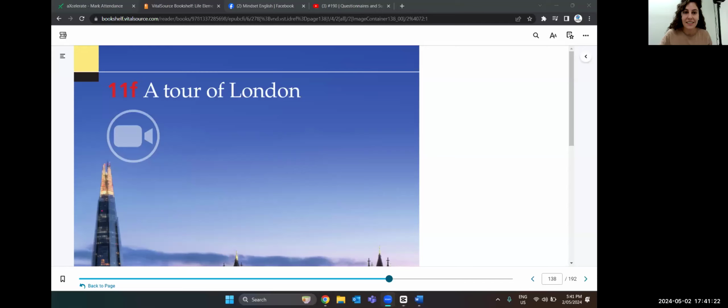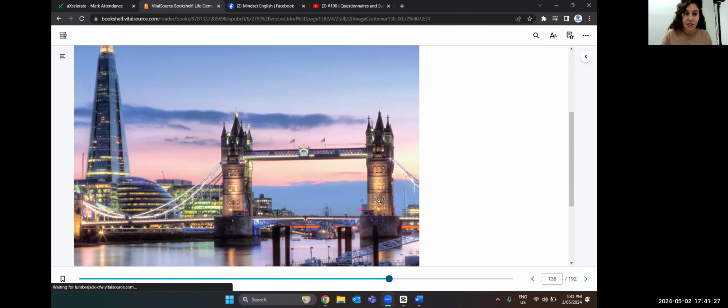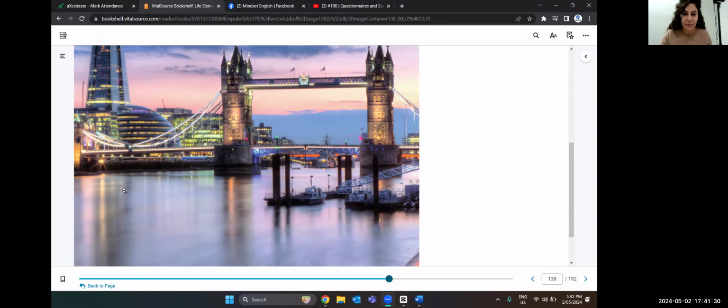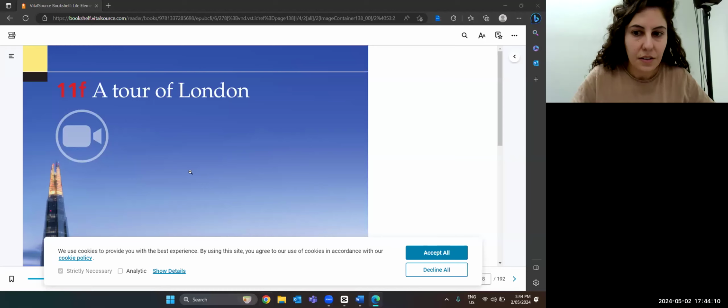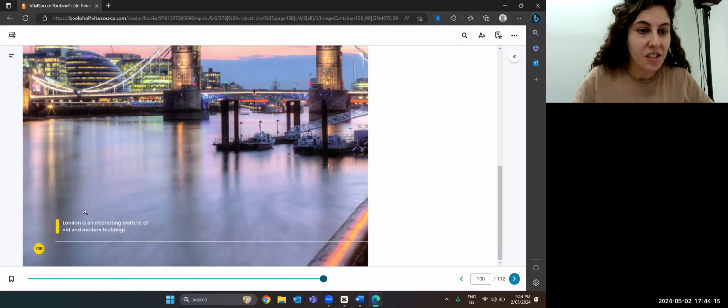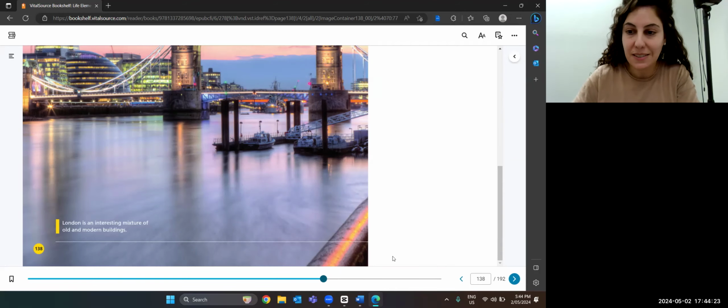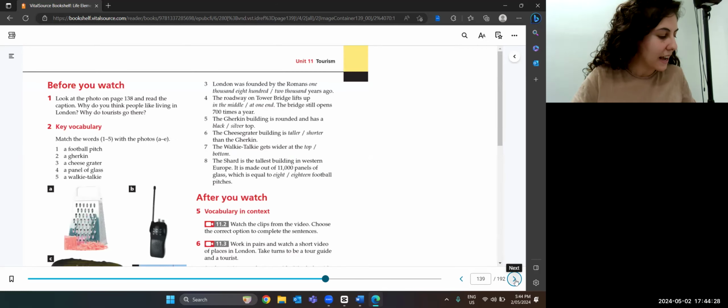And I can see that I have a bridge. There's a high-rise building. So I can see that there's a building, lots of light. So it says here, London is an interesting mixture of old and modern buildings. So it's asking us, why do we think people like living in London? Why do tourists go there?